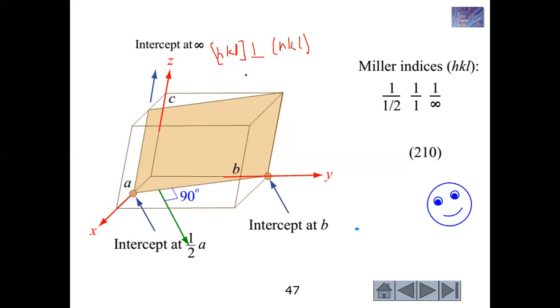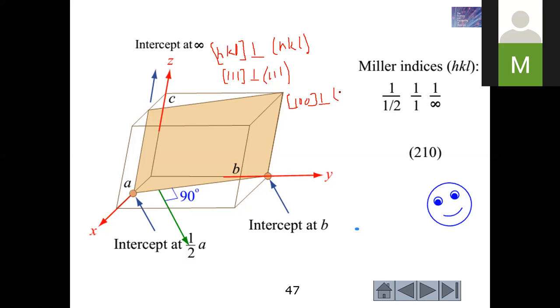Okay. So what does this mean? It means that the [1 1 1] direction will be perpendicular to the (1 1 1) plane. So same indices. If you have the (1 1 1) plane and the [1 1 1] direction, they will be perpendicular to each other. Same goes for all, right? For example, if you have the [1 0 0] direction, it will be perpendicular to the (1 0 0) plane.